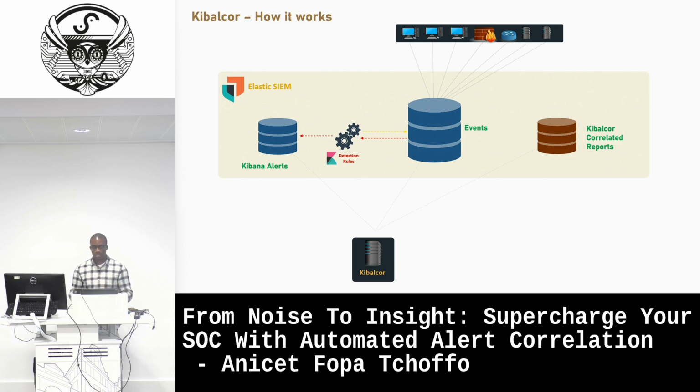KibalCore is written in Python and PowerShell and can run as a Linux service, a cron job, or ad hoc. When events are sent into Elastic, Kibana creates an alert. KibalCore will automatically pick up those alerts, perform correlation, and store the report. The detection engine in Elastic is called Kibana, and the tool name is short for Kibana Alert Correlator.